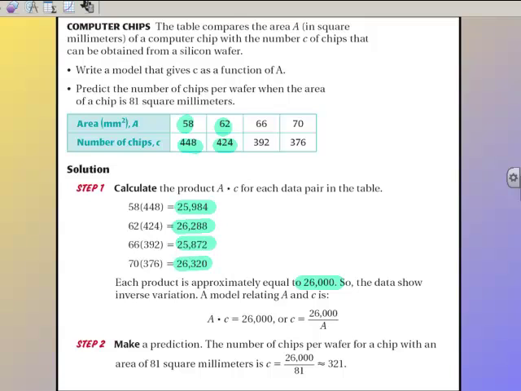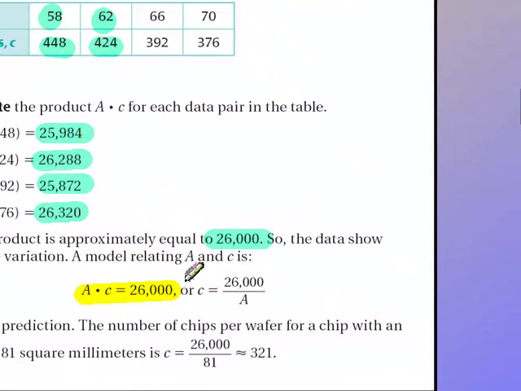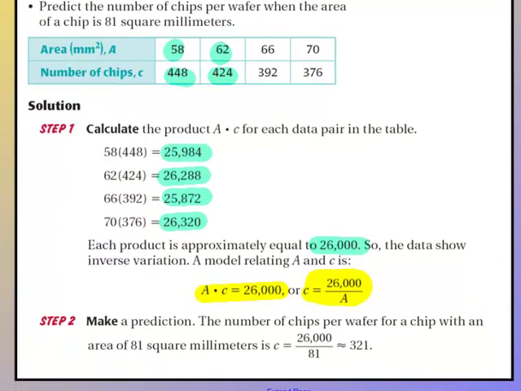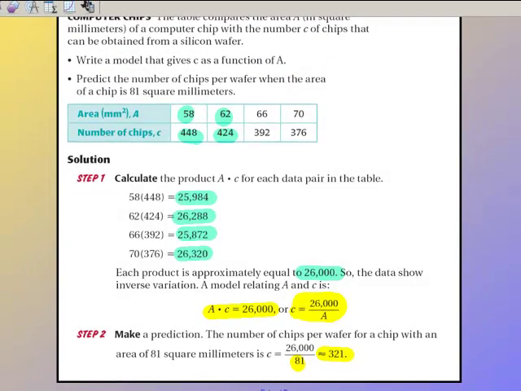So thus, our equation we could write as A times C, which is 26,000, and then C is equal to 26,000 over A. So it's all a little bit relative since we're dealing with real world data. And of course, if I want to make a prediction, if I want to say that the area of the chip is 81 millimeters squared, I would just substitute that in, and that would give me approximately 321 using that equation that we derived.